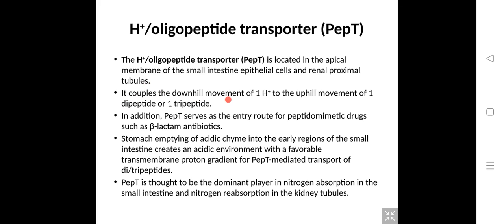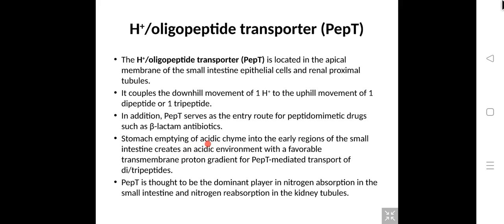What it does is couple the downhill movement of one proton to the uphill movement of one dipeptide or one tripeptide. Interestingly, either a dipeptide or a tripeptide is moved in response to the proton movement. In addition, PEPT also serves as the entry route for peptidomimetic drugs such as beta-lactam antibiotics. So it's very important in the movement of antibiotics of specific classes.